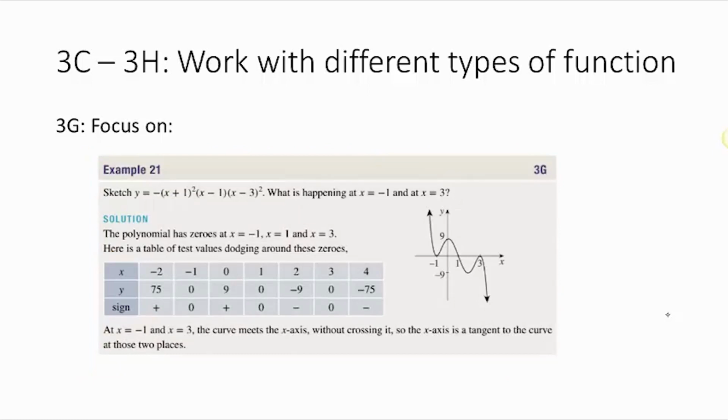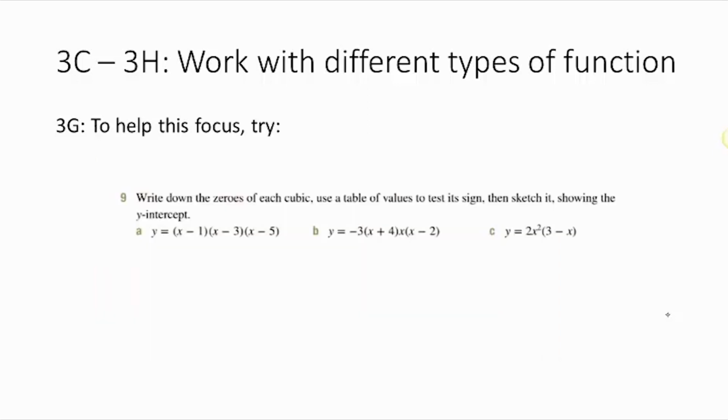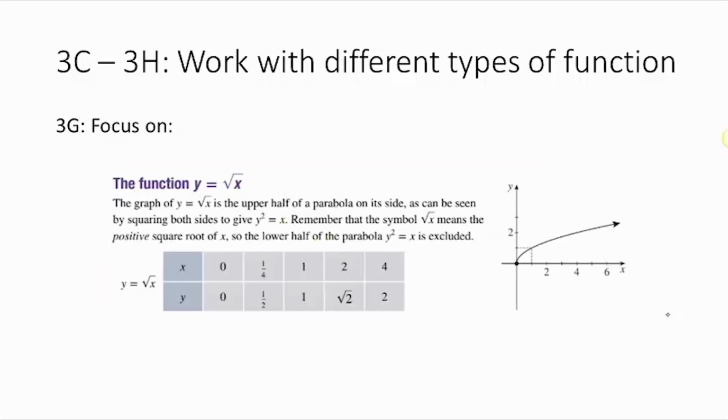Here's an example that goes through that and also puts in a table of values. We left the table of values behind for a minute, but tables of values are important, and actually here we have a table of test values dodging around the zeros. So just making sure that we've got these zeros in the right place, and getting them doing this sort of thing is going to set them up really nicely for calculus. There's a question from the exercise where you can get them to practice that.